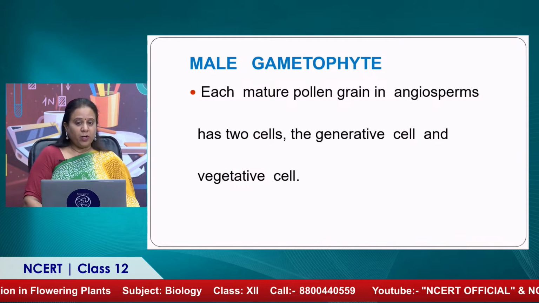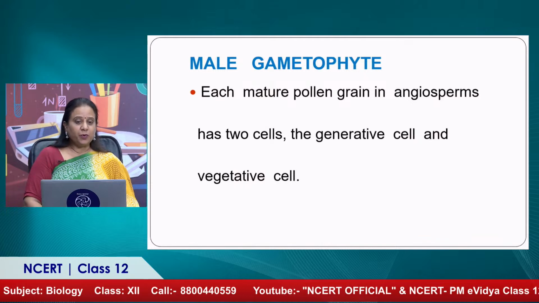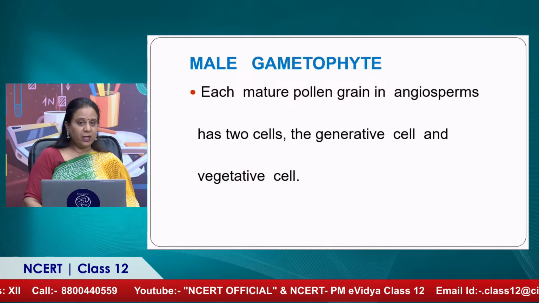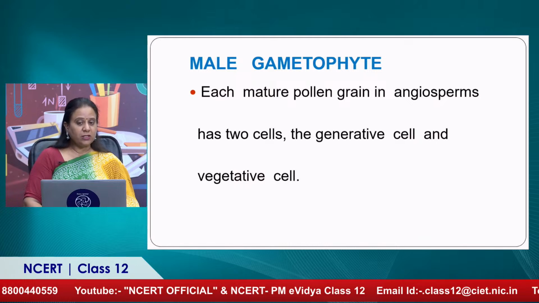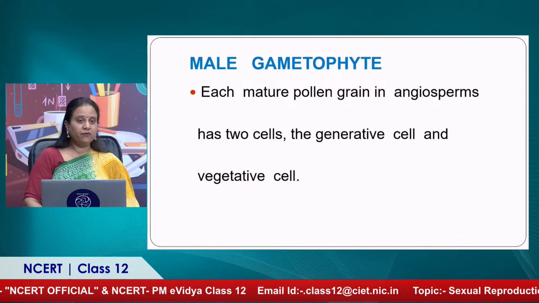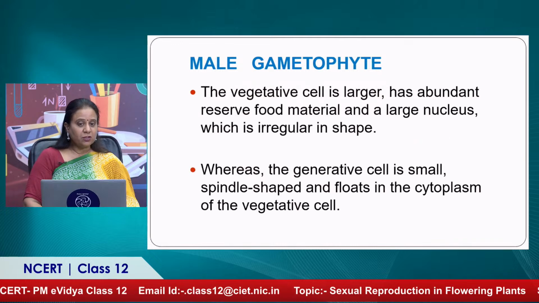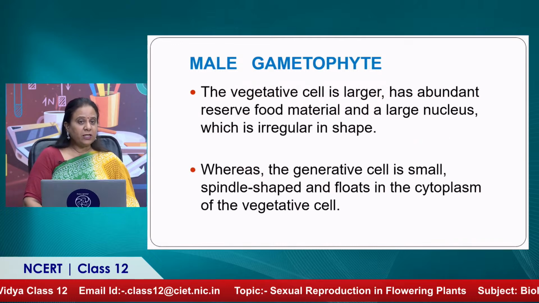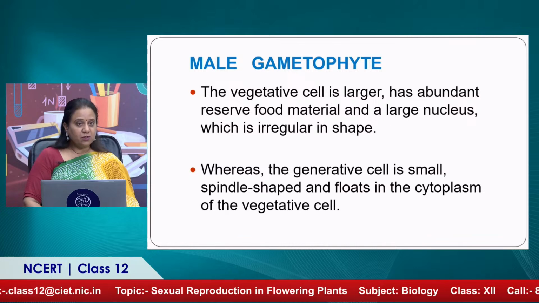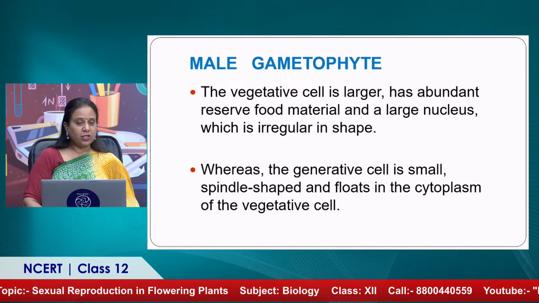So each mature pollen grain, means when they become fully developed in angiosperm plants, then the pollen grain has two cells. First is a generative cell and second is a vegetative cell. तो अभी हमें ये समझना है कि where is the generative cell, where is the vegetative cell, what are their differences, what are their functions. So vegetative cell is basically larger. It has abundant reserve food material and a large nucleus which is irregular in shape.